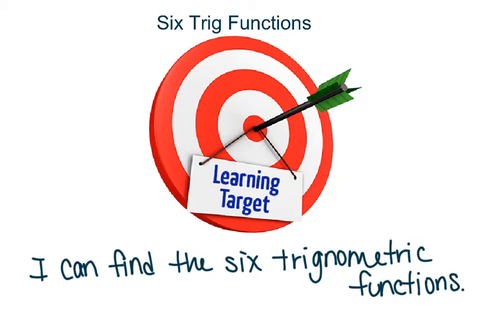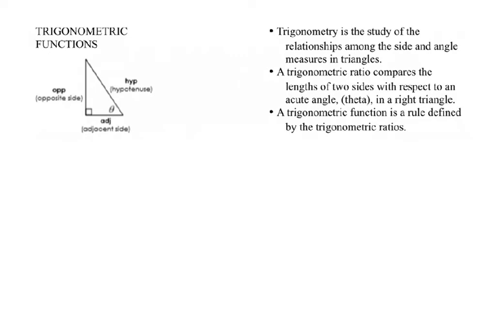So we reviewed trigonometry for Math 2 and Math 3. And when we did trigonometry in Math 2 and Math 3, we always focused on sine, cosine, and tangent. But there are actually 6 trig functions, so we're going to learn all 6 of them today. And your learning target is I can find the 6 trigonometric functions. Okay, so just some review that we need to go over.